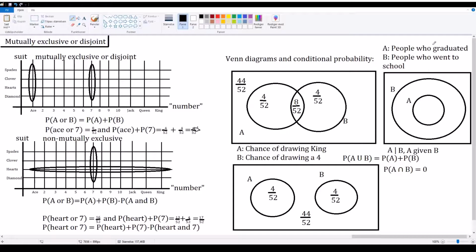And then we have conditional probability, and that is essentially an event which can only happen if another event happens. So for example, that A can only happen if B also happened. So this could be the chance of finding a person who has gone to school, that is B, and the chance of finding a person who graduated, that might be A. And the way the notation of this is shown here, so A and then this line B means that A can only happen given B has also happened.